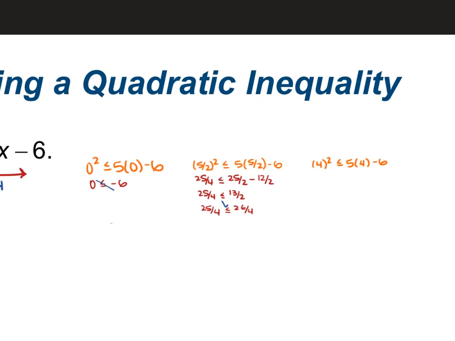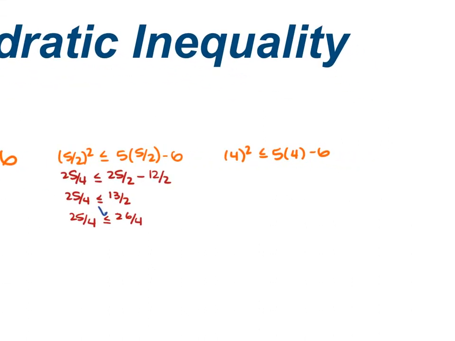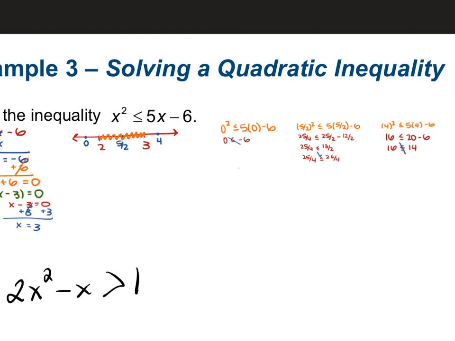If I test that 4, the 4 squared is 16. So 5 times 4 is 20, minus 6 is 14. So 16 is less than or equal to 14? No, that's not a true statement. So my line will not go over where that 4 is. So from here, my interval notation to give my answer for this is just 2, 3 with brackets on the 2 and the 3.